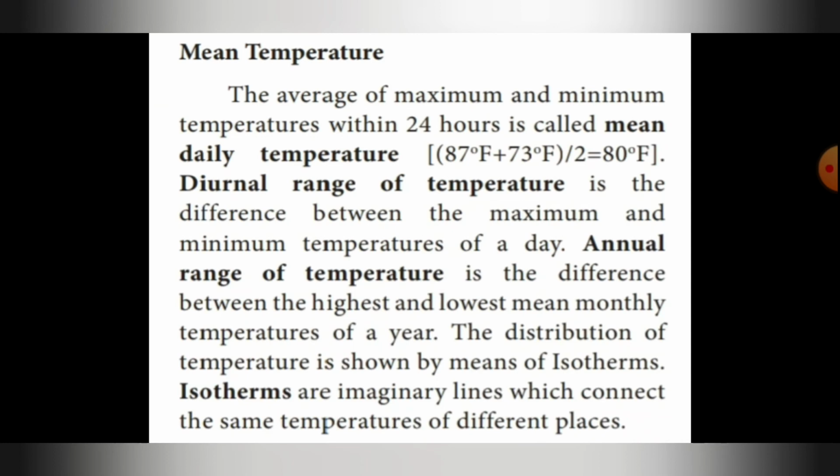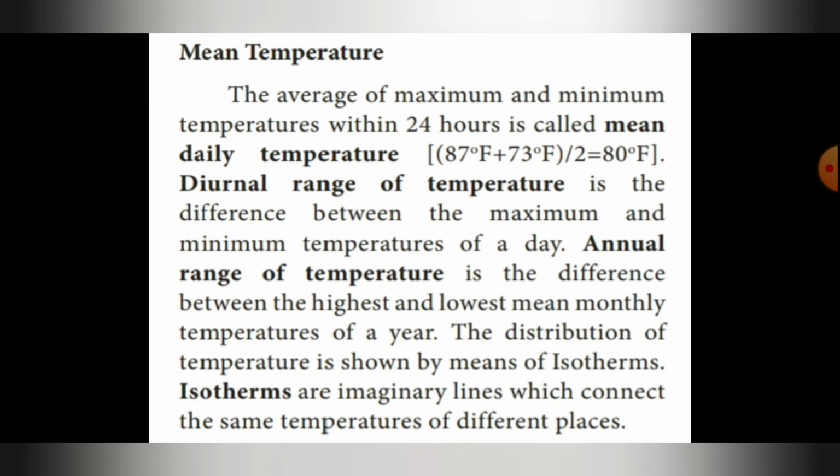Next, mean temperature. What is mean temperature? The average of the maximum and minimum temperature within 24 hours is called mean daily temperature. That is 87 degrees Fahrenheit. This F denotes Fahrenheit. We studied Celsius, Fahrenheit and Kelvin, the scales in which temperature is measured. So the average of maximum and minimum temperature within one day is the mean daily temperature.